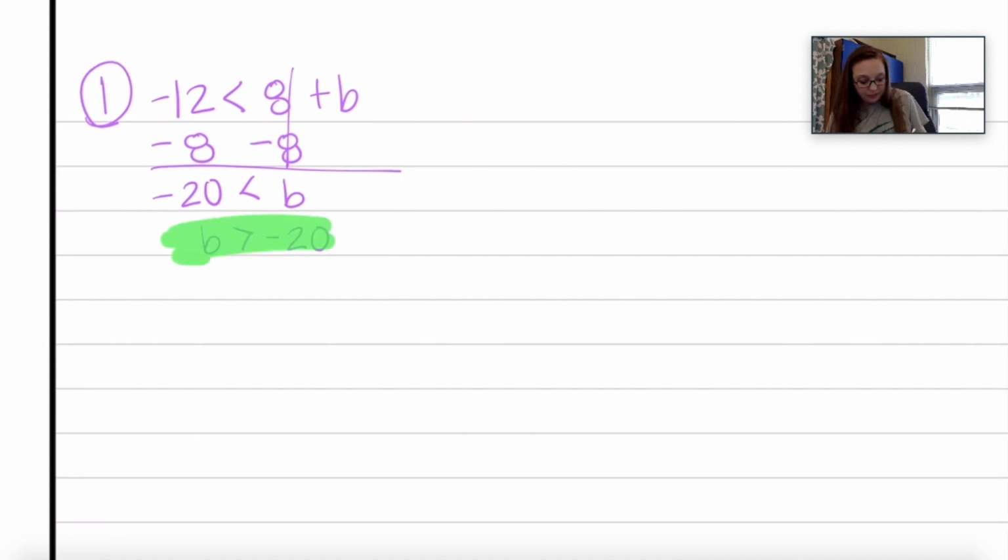Notice that in the original, the first part of the inequality, that negative 20, the less than symbol, if you think of it as an arrow, it was pointing to the negative 20. See how this is kind of pointing to negative 20? It should still be pointing to negative 20 when I switch the b and then negative 20 around. So my final answer that I'm going to write on the first page, b is greater than negative 20.